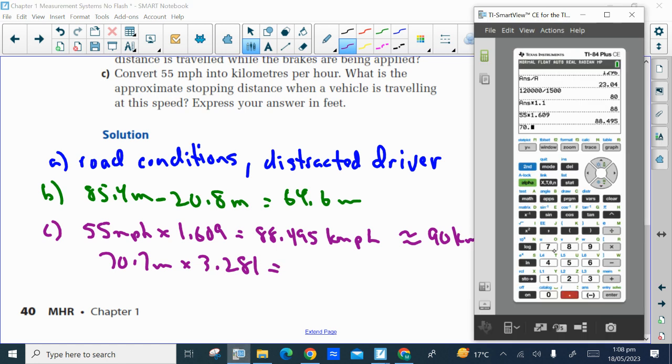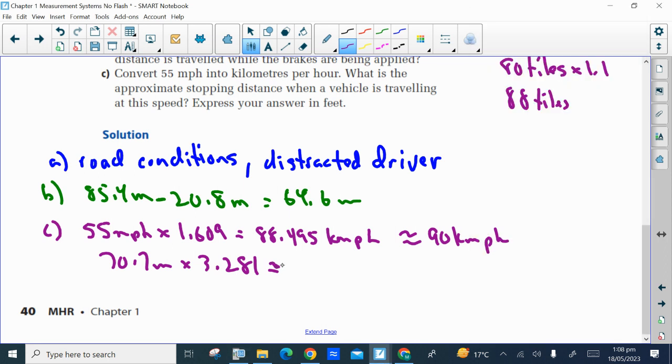So 70.7 times 3.281 gives us this many feet, approximately 232 feet, to the nearest foot.